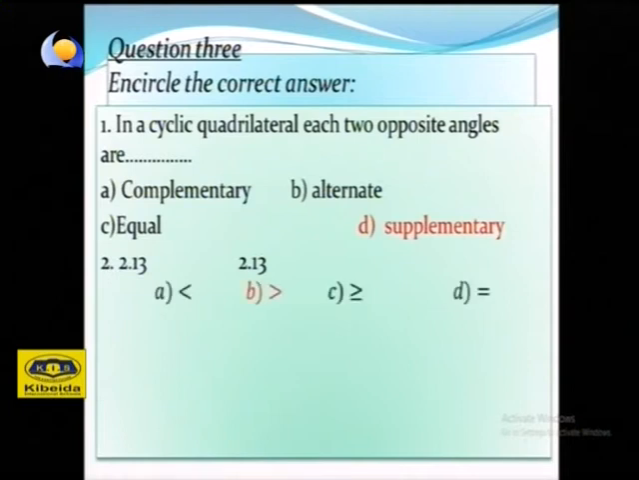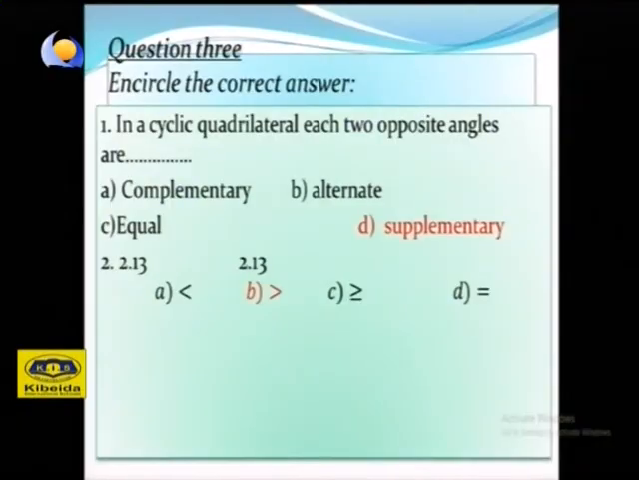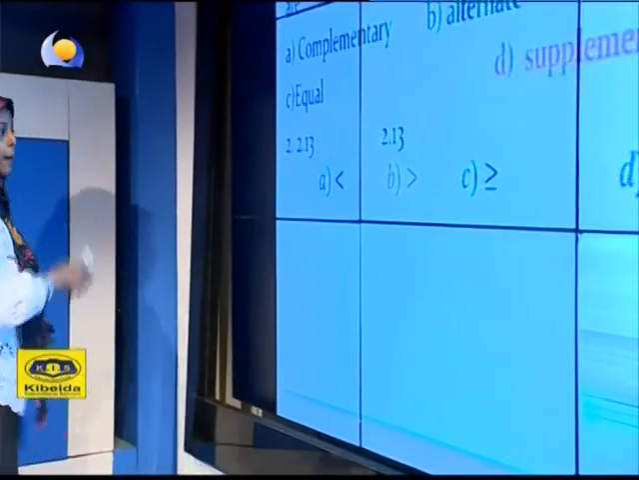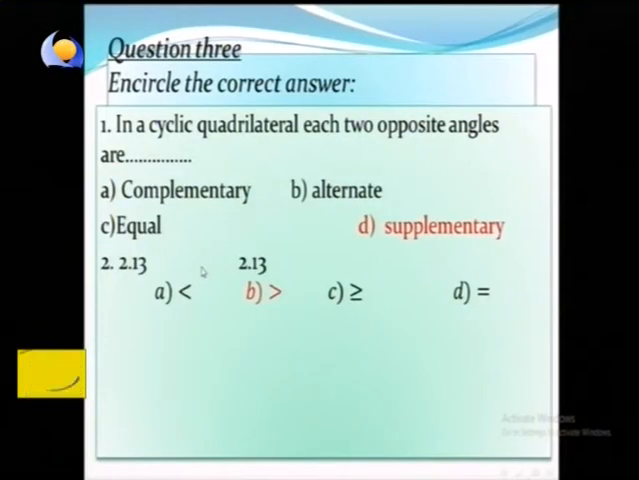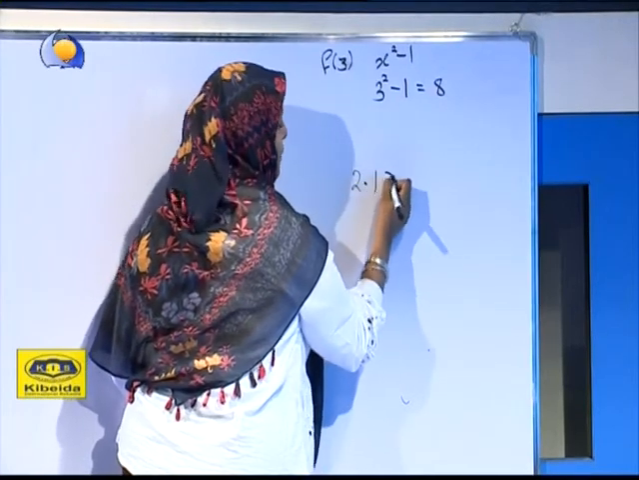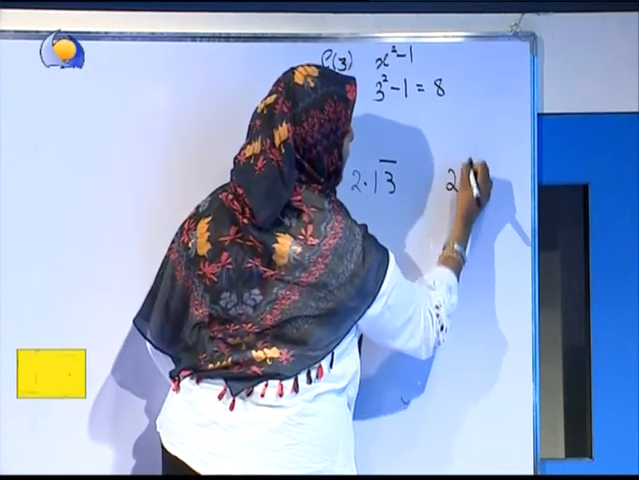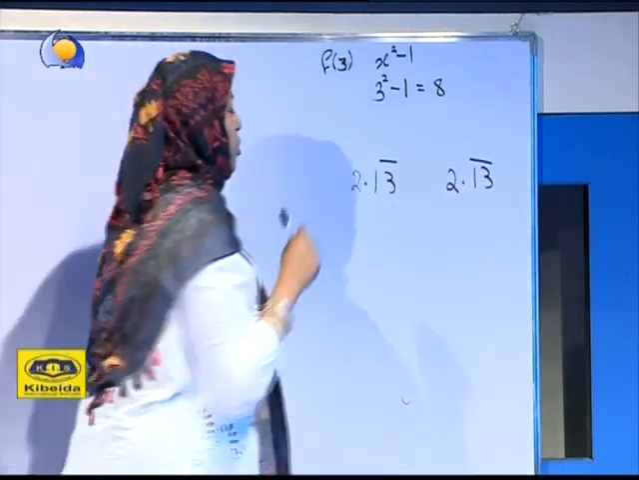Number 2, there is something missing here. It's 2.13, and the recurring sign is above the 3 only. And in the other, 2.13, the recurring sign is above the 1 and 3. I will write that on the board so we can differentiate between them and compare properly. So it's 2.13 recurring and 2.13 with the recurring sign over both of them.